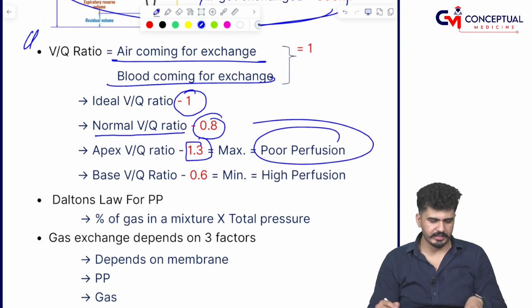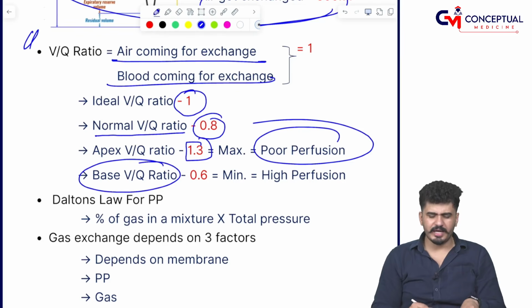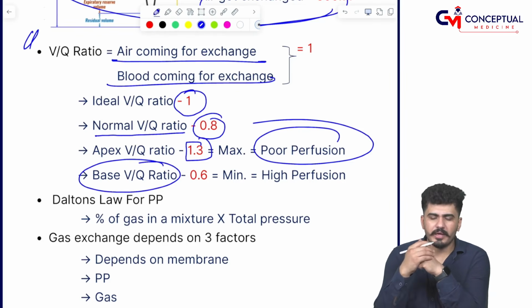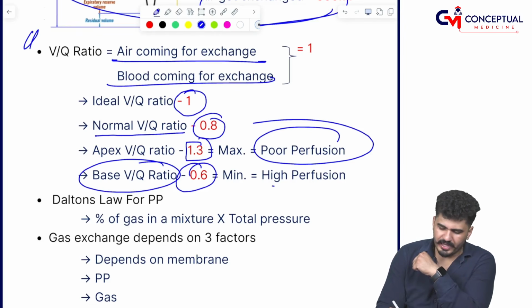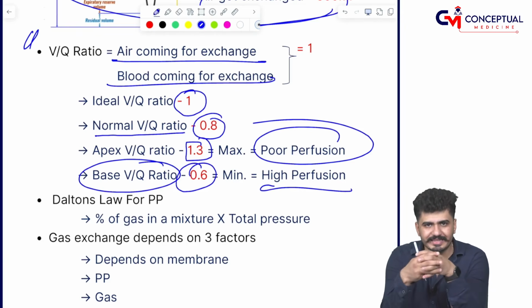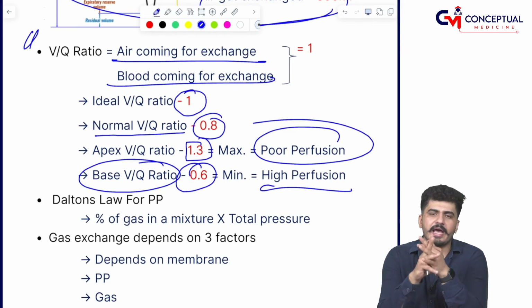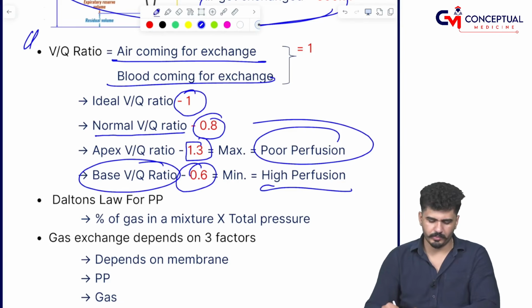So poor perfusion is the region. The base of the lung is having minimum exchange gap, that is 0.6, because of the high perfusion. The mismatch is less, that is why VQ ratio at the base is less, which is 0.6, and it is high at the top, which is 1.3.